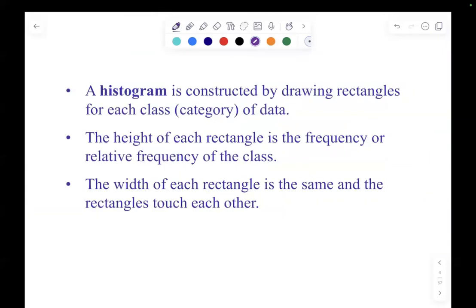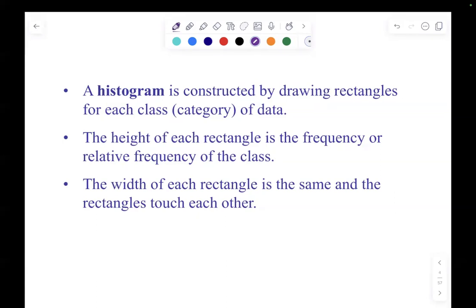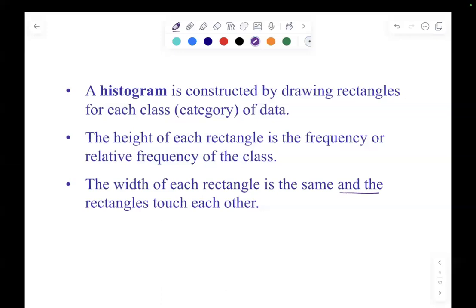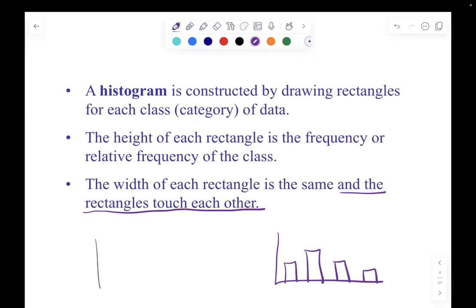So a histogram is very similar to a bar graph. It has rectangles just like a bar graph. The height of the rectangle is the frequency or relative frequency, just like the bar graph. The width of each rectangle is the same. This is the difference right here: the rectangles will touch each other. This is going to be my beautiful, perfect bar graph drawing. In a bar graph, it would look like this, but in a histogram, it would look like this.